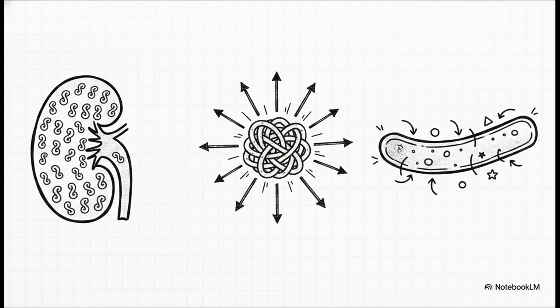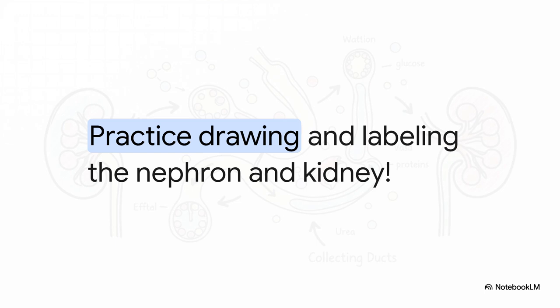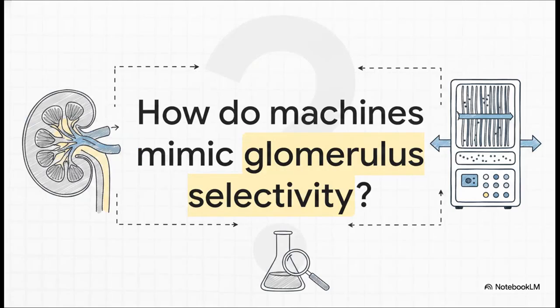And here's my ultimate, highly focused tip for the students watching. Don't just watch these diagrams, recreate them. Practice physically drawing and labeling the gross anatomy of the kidney and the microanatomy of the nephron. Drawing those directional arrows and writing out the variables yourself is scientifically proven to guarantee recall when you're sitting in that exam room.